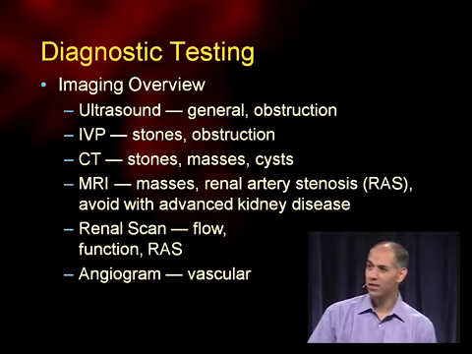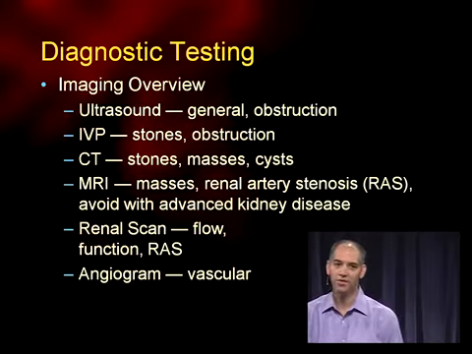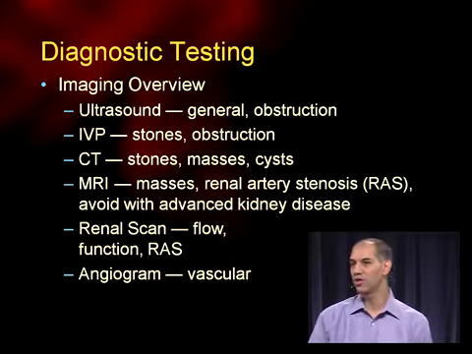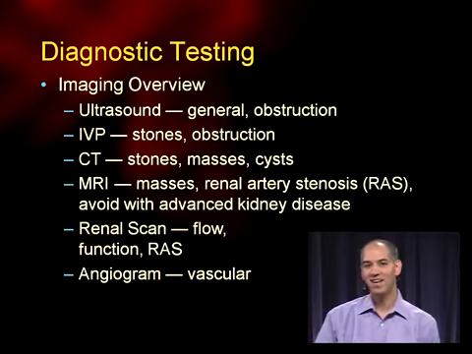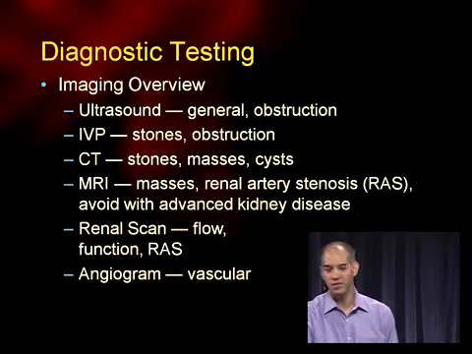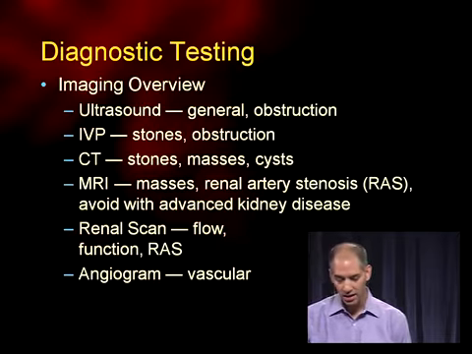I've been in nephrology for about 15 years. I have never ordered an IVP, but there was one on my pediatric nephrology boards a couple years ago. Classically, you would look for stones or obstruction with an IVP. These days, I think most of that has been replaced by CAT scan, by CT, specifically helical CTs looking for stones. You can also look for masses and cysts with CT.